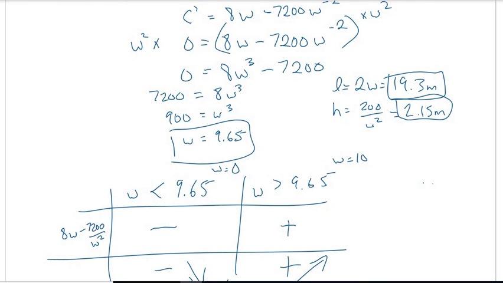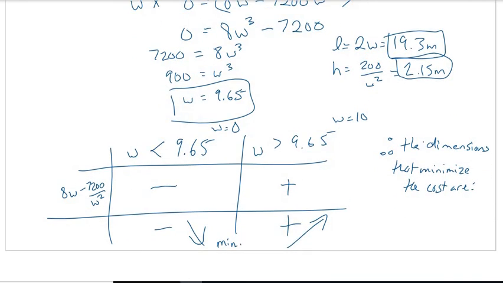So, lastly, we can conclude with the therefore statement. Therefore, the dimensions that minimize the cost are length 19.3 meters, width 9.65 meters, and height 2.15 meters. So that's pretty much it.